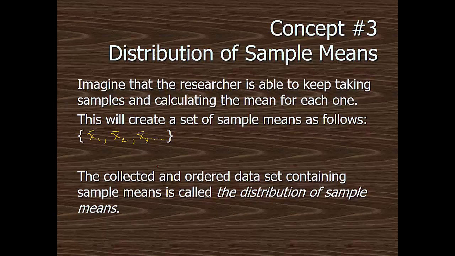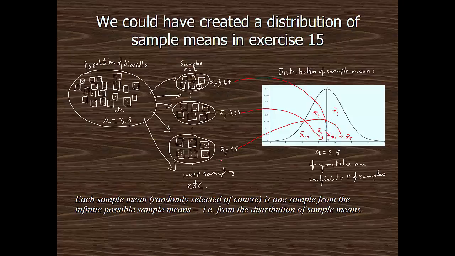We mimicked this a little bit in exercise 15 as we had 48 samples instead of just one. This will create a set of sample means as follows: x bar 1, x bar 2, x bar 3. The collected and ordered data set containing all the sample means is called the distribution of sample means, which kind of makes sense. And here it is. So with exercise 15, we're going to take each of these sample means now, and we're going to plot it on a frequency table. So this is a frequency histogram.